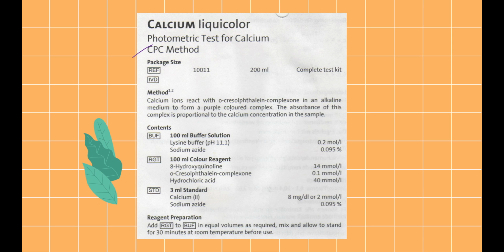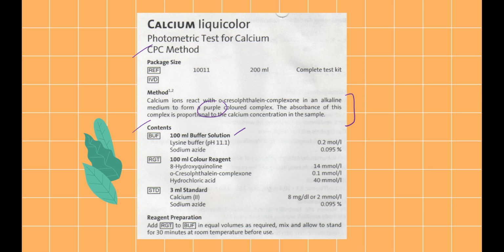In terms of the method stated here, it's just the same as what I have stated a while ago: your calcium ion will react with your OCPC in an alkaline medium, forming a purple colored complex. Take note that the absorbance of your complex is directly proportional to the calcium concentration in your sample. So now let us check the contents.